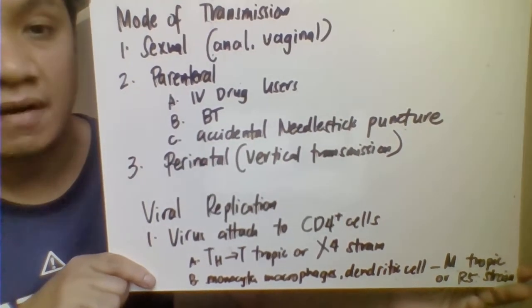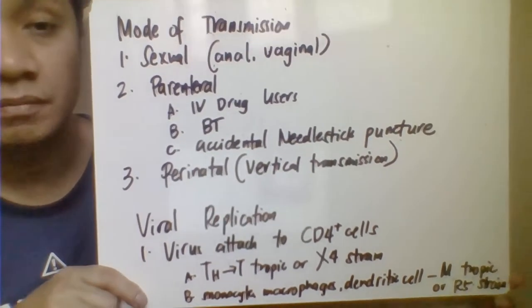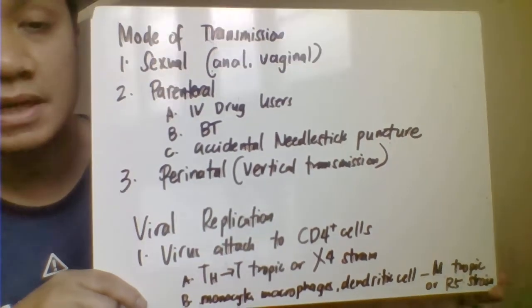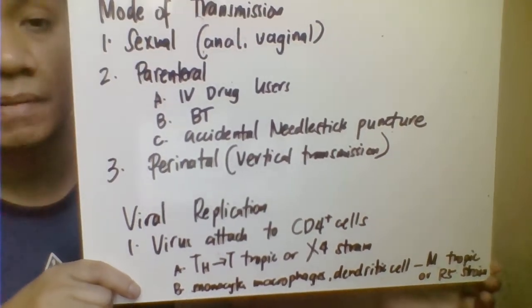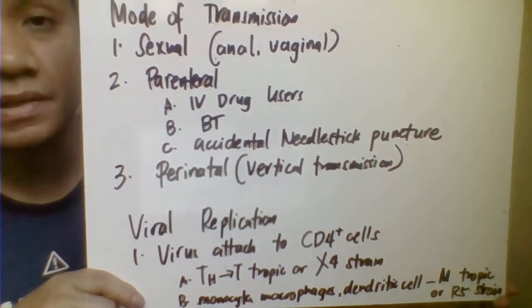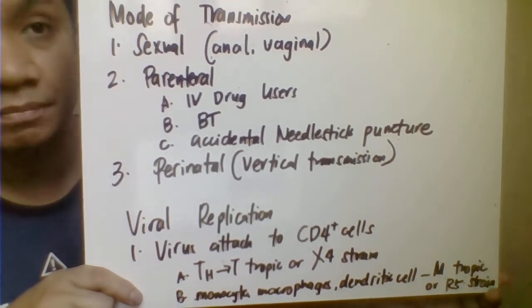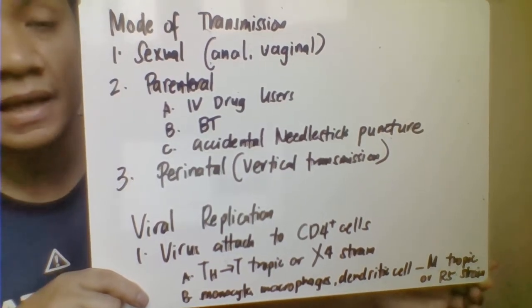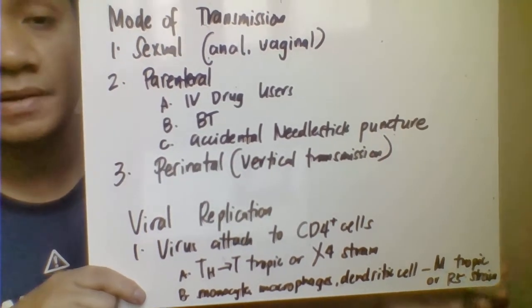Then we have viral replication. The virus tries to infect our cells. Basically, its main target is the CD4 positive cell. The CD4 positive cell could be a T helper cell, and also monocytes, macrophages, and dendritic cells, which are also CD4 positive.